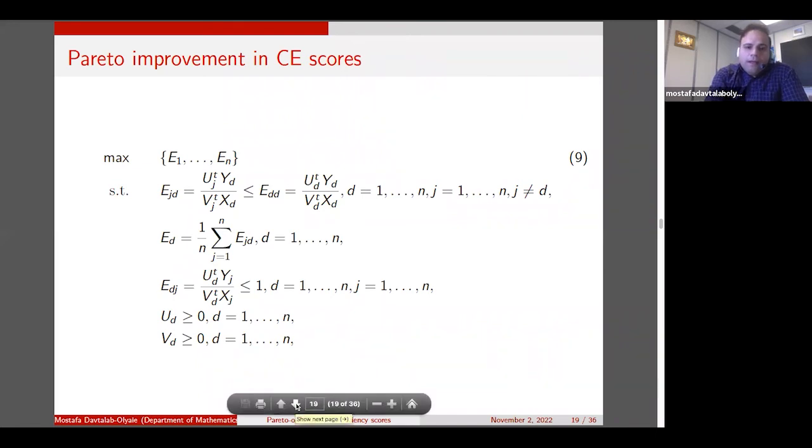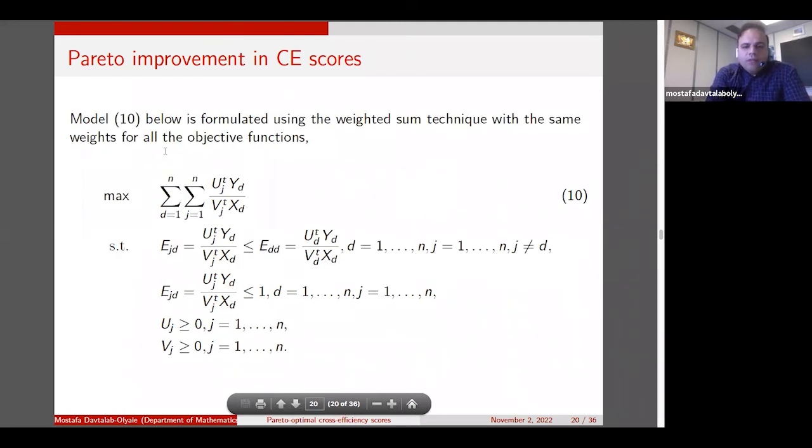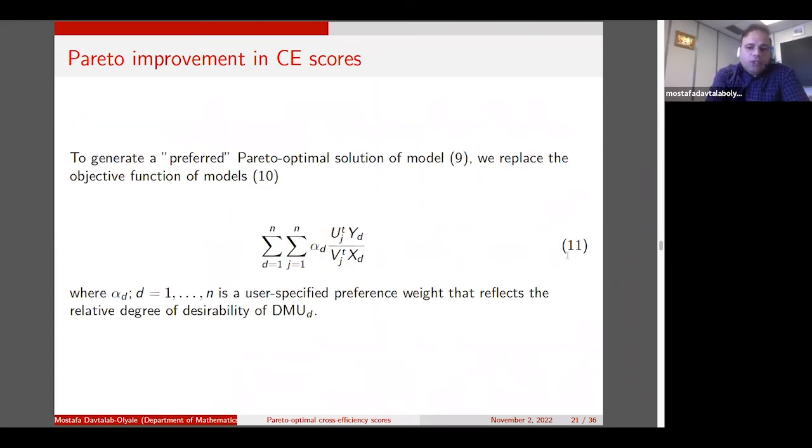To solve this model, we use a weighted sum technique to convert it to a single objective model. If we use the weighted sum technique with the same weights for the objective function, we get model 10, and if we have preference weights from managers, we can impose these weights in the objective function, and we should use equation 11 as the objective function of model 10.